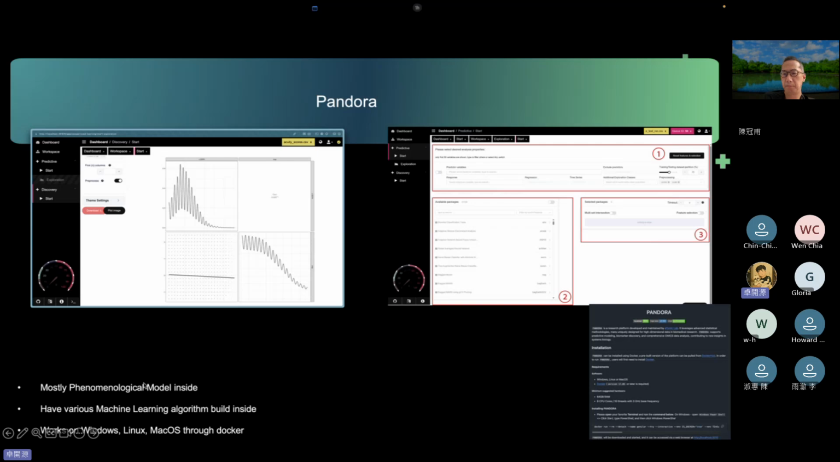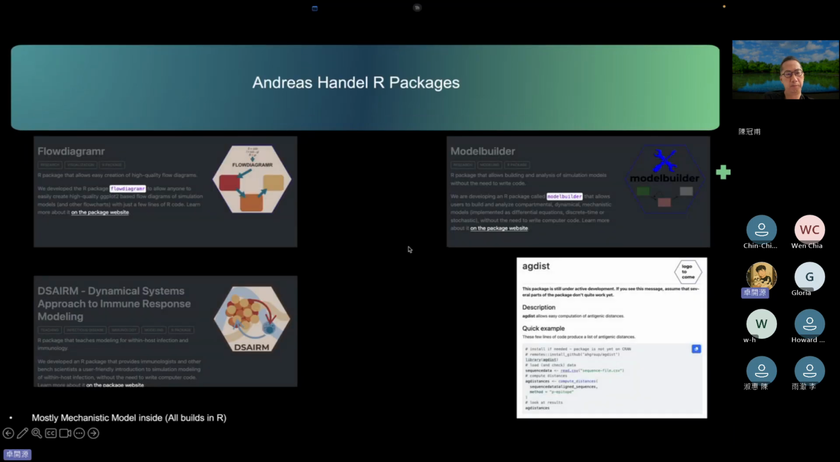But yeah, this is more of a phenomenological model. The other packages developed by Andreas Handel are more of mechanistic models, such as ModelBuilder, which allows you to build mechanistic models to implement differential equations and other mathematical equations. Since I'm not really familiar with mechanistic models myself, I haven't been able to try and test all of these packages here, but I think it's worth a try.